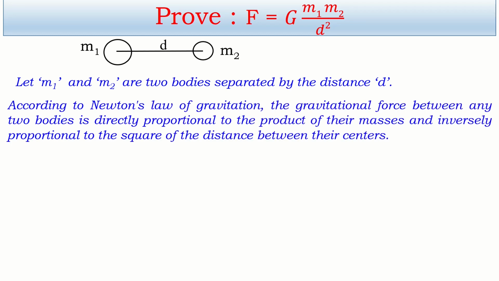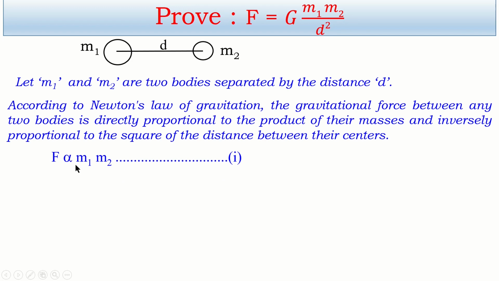According to Newton's law of gravitation, the gravitational force between any two bodies is directly proportional to the product of their masses and inversely proportional to the square of the distance between their centers. It means if we write the mathematical expression for this law, then we can write this way: gravitational force F is directly proportional to the product of their masses m1 and m2. This proportional sign indicates directly proportional.